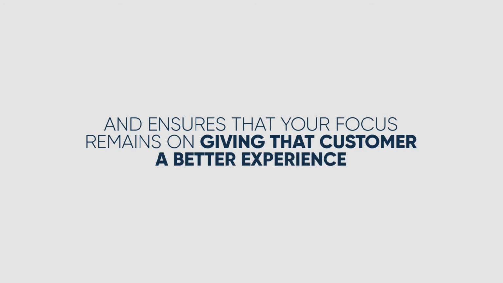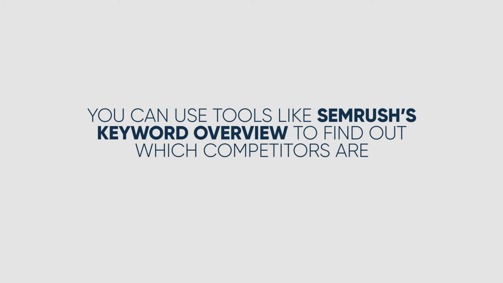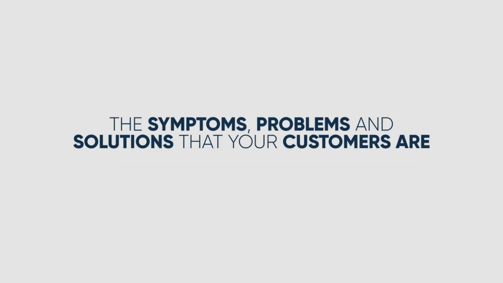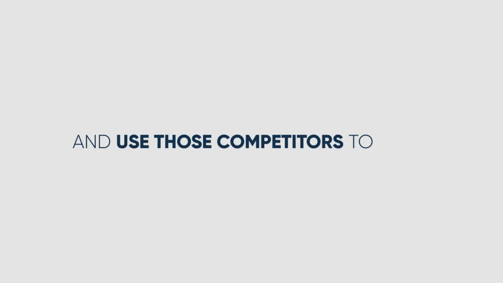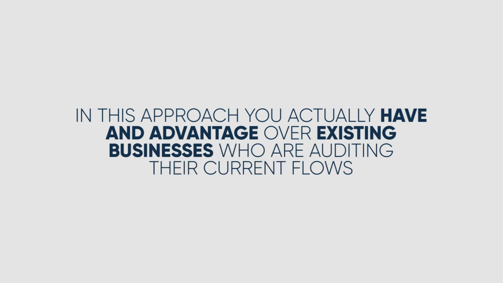You can use tools like SEMrush's Keyword Overview to find out which competitors are active for certain keywords, the symptoms, problems, and solutions that your customers are seeking out, and use those competitors to audit. In this approach, you actually have an advantage over existing businesses who are auditing their current flows. You get to do it right the first time and focus on the customer.